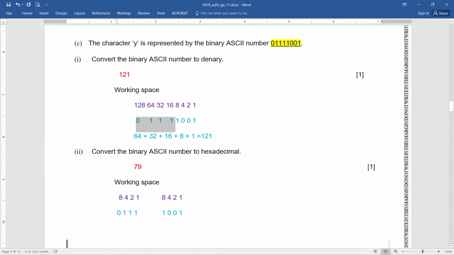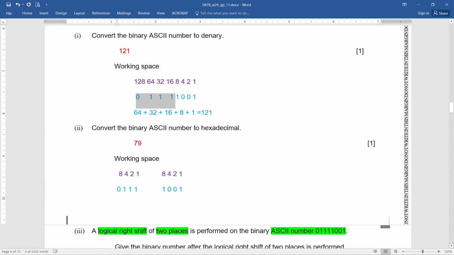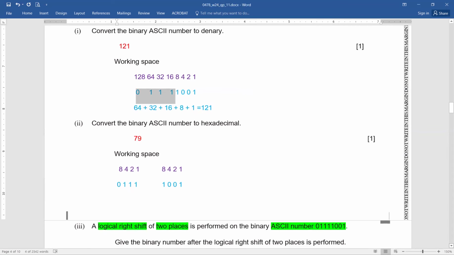Any questions till now? Maybe move ahead? Okay, question part 3. A logical right shift of 2 places is performed on the binary ASCII number. Give the binary number after the logical right shift of 2 places is performed.